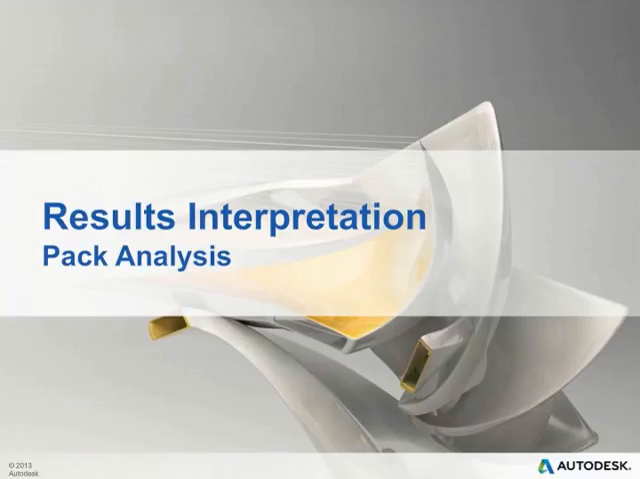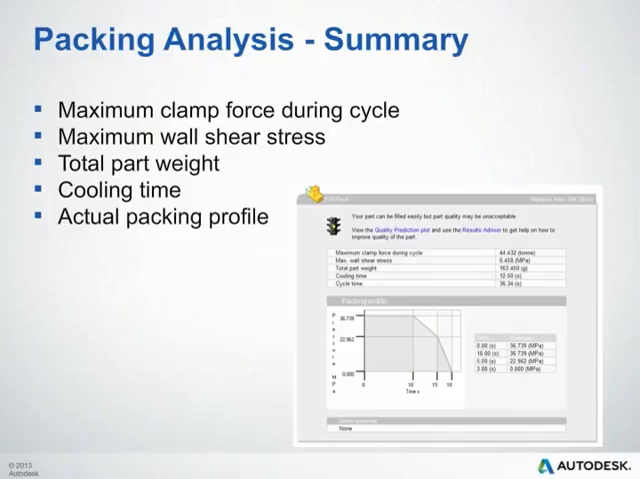Now we'll take a closer look at interpreting some of our packing results. Like most of the other analysis sequences, once your pack analysis completes, you'll be presented with this summary tab. Within here you can see a nice snapshot of what's going on. So you can see the max clamp force during the cycle, the maximum wall shear stress, the total part weight, the cooling time, and even the actual packing profile.